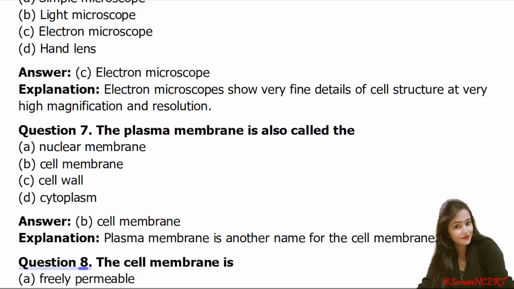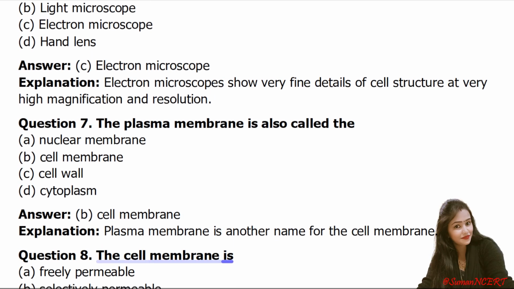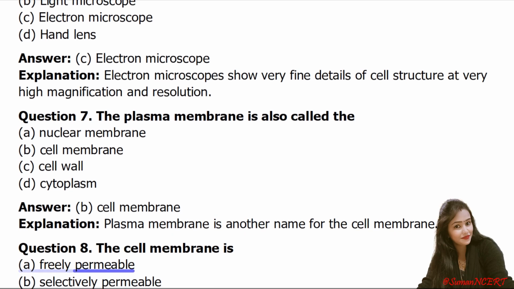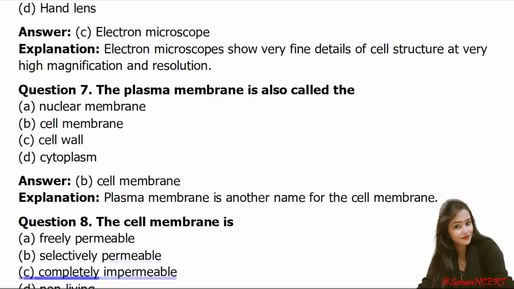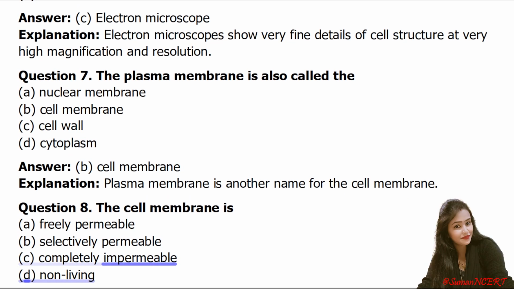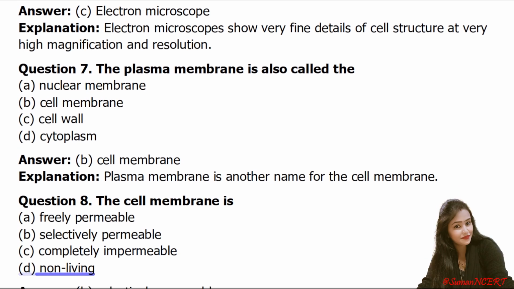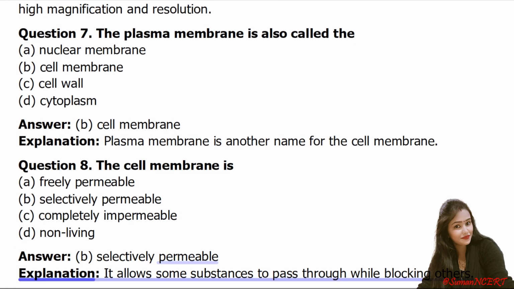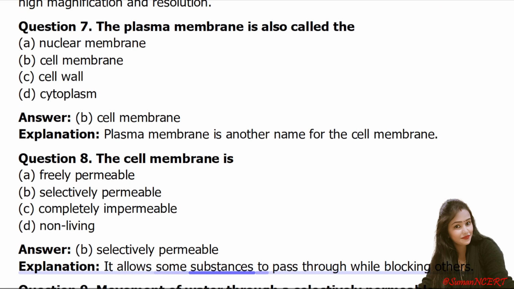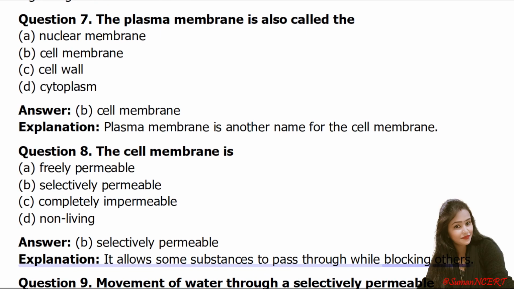Question 8. The cell membrane is: A. Freely permeable. B. Selectively permeable. C. Completely impermeable. D. Non-living. Answer: B. Selectively permeable. Explanation: it allows some substances to pass through while blocking others.